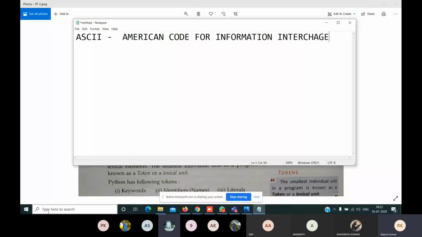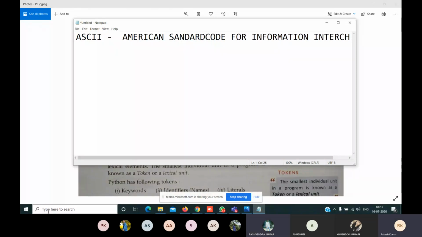But in ASCII, American Standard Code for Information Interchange, this is the encoding standard, and ASCII has only 256 characters. Only 256 characters. Here is the limitation.